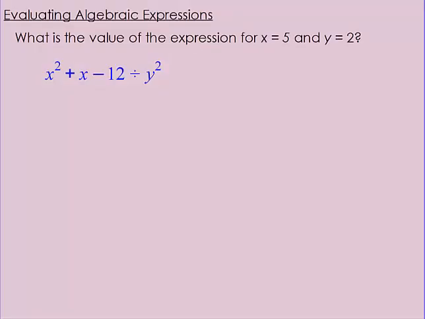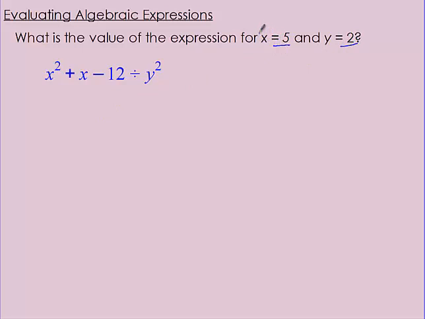Now, moving on to evaluating algebraic expressions. So we learned in the last set of notes, expressions are a math phrase that has some variables in it, at least one variable. And this example right here, well, it has x's and it has y's. So this is an algebraic expression. So to evaluate that, what that means is we're going to plug in numbers for those variables and see what it comes out to. So what is the value of the expression for x equals 5 and y equals 2?